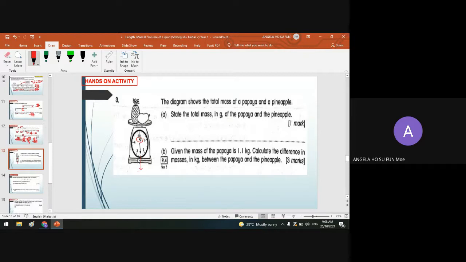Hello, don't know how to read the weighing scale? Excuse me, how do you read the weighing scale here? Here is 2, here is 3. In the middle here.